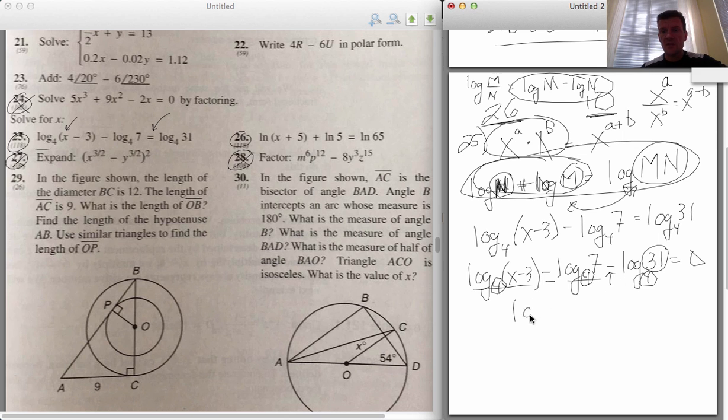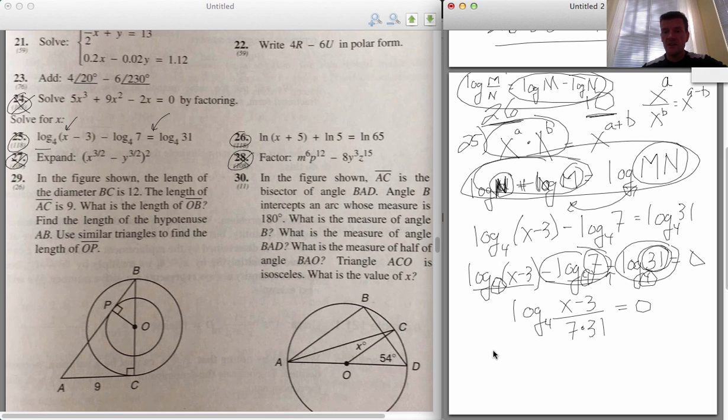This is all going to be combined as the log of x minus 3 minus this log. That means the 7 is going to go in the denominator, just like I wrote up here. Okay? And minus this one, which means that argument, the 31, is going to go in the denominator as well. And this is all still log in base 4 is equal to 0.